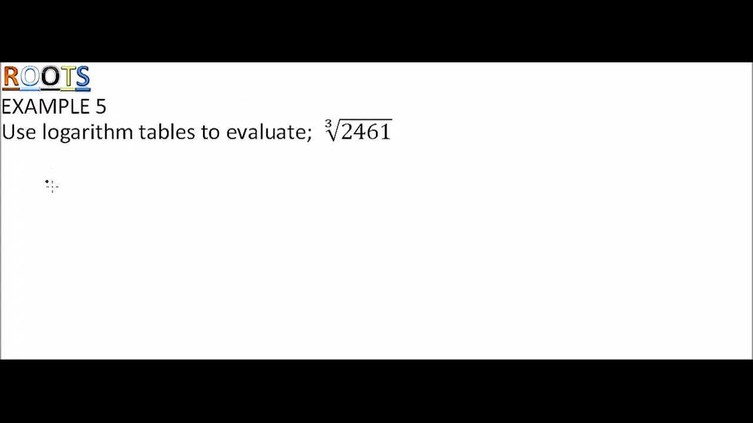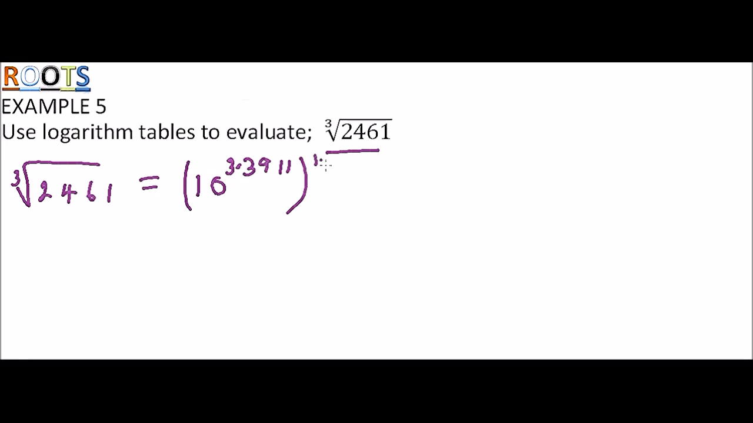So we are going to use a logarithm table to get the cube root of this number. So the cube root of that number, we can write it like this. This is 2461, which now, just like we have dealt with the other examples, we write this to the powers of 10. Now when you get the logarithm of 2.461, you get it is 0.3911, and this is to power a third.